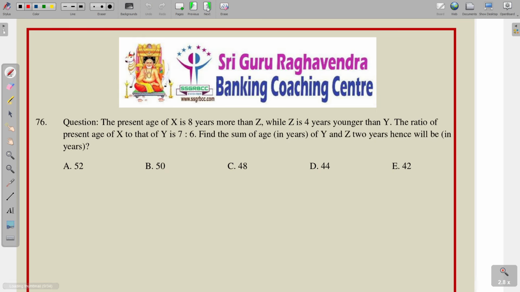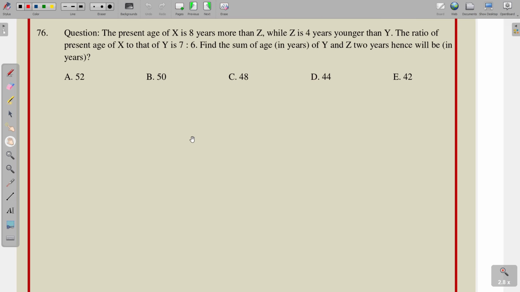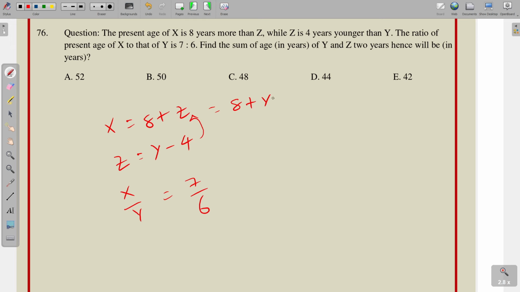Next question. The percentage of x is 8 years more than z, while z is 4 years younger than y. The ratio of x to y is 7/6. From these two equations, substitute z in this place, that is 8 plus y minus 4, that is y plus 4 after cancellation. Therefore, from this x minus y is equal to 4.